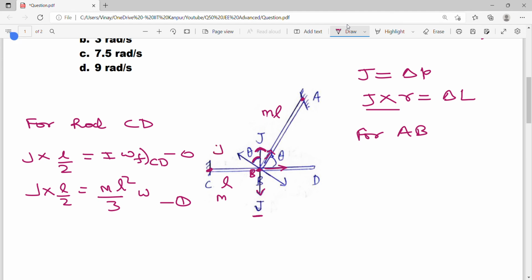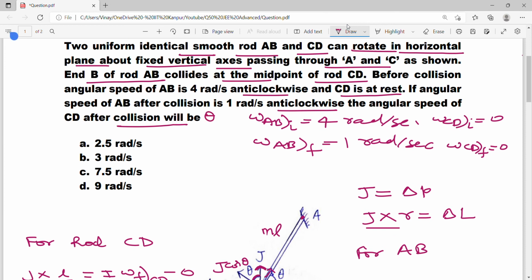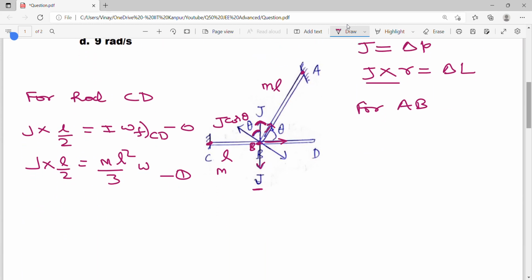This component is J cos theta, right? By the way, in this question I haven't mentioned it, so theta is given as 53 degrees. Don't worry, in your examination you will be given the value of cosine or sine of that angle. It won't be 53. You don't have to remember the value of cos 53 or sin 53. Now let's calculate the moment of momentum. For rod AB it would be J cos theta into L, right? By the way, here L by 2 was because it was acting at the midpoint, so half of the rod length was assumed. Sorry, I forgot to tell you that back then.